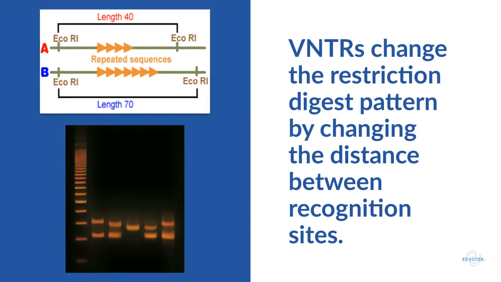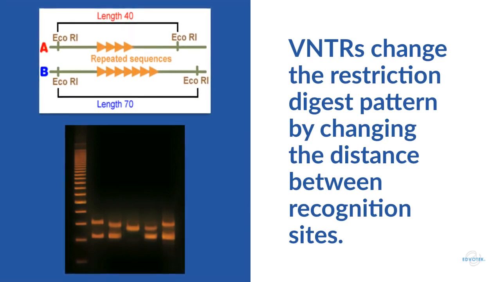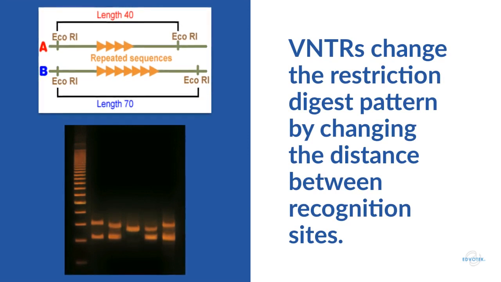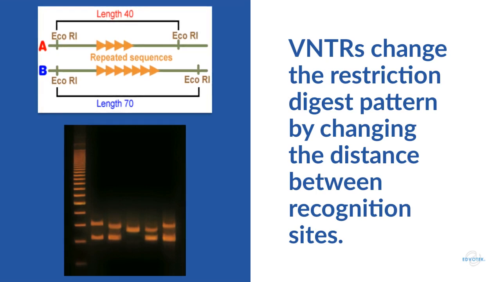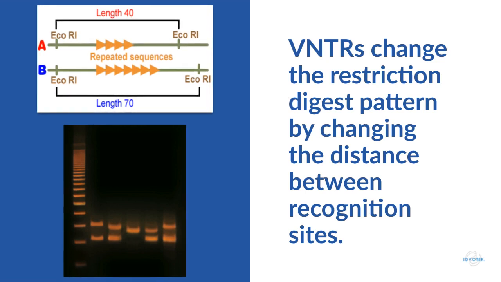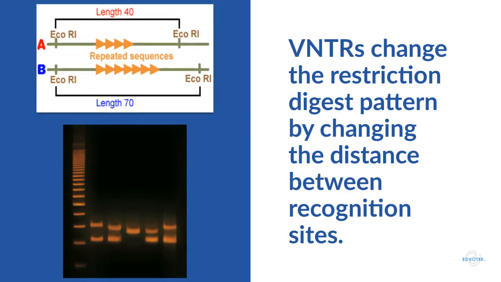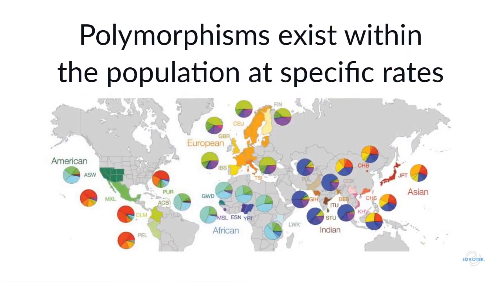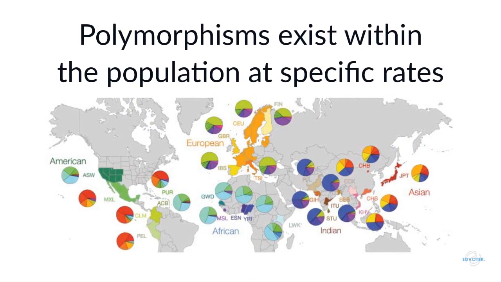VNTRs change the restriction digest pattern by changing the distance between two enzyme sites. Here we have VNTRs represented by orange triangles between two EcoRI sites. There are 4 repeats in sample A and 7 in sample B. After restriction digestion and gel electrophoresis, the banding patterns will look unique because there are different numbers of nucleotides in that spot. The location of many SNPs, RFLPs, and VNTRs have been mapped to specific locations within the human genome.